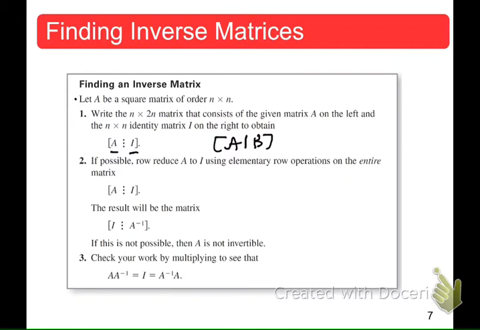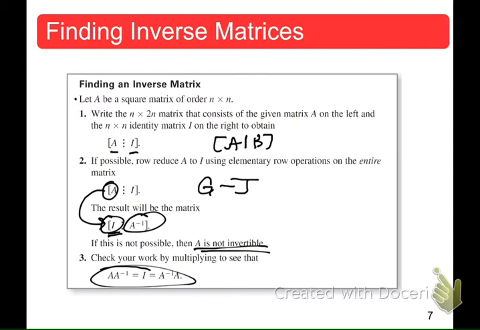Then my goal is to get this into reduced row echelon form, which means that I'm going to do Gauss-Jordan elimination, and our goal is to get this A to become I, which is my reduced row echelon form. So I want this to turn into the identity matrix. If I can get it into the identity matrix, then the resulting matrix here is the inverse. If this cannot become the identity matrix, then we say the matrix is not invertible, or it is singular. Okay, and once I found that inverse, we always want to check our work.